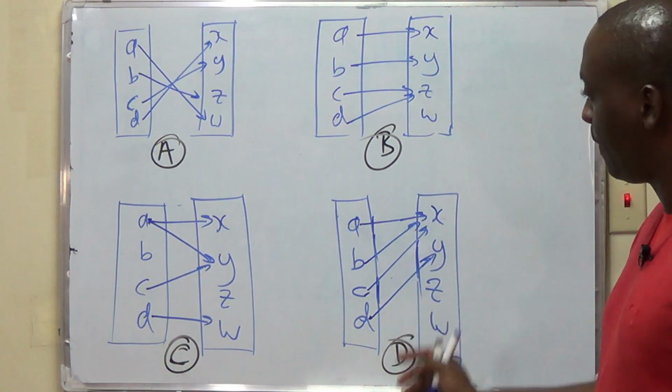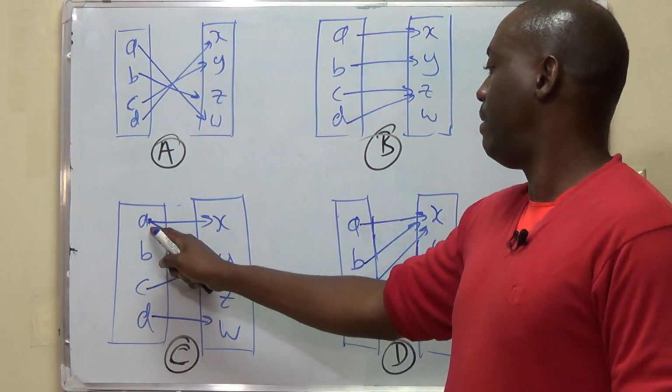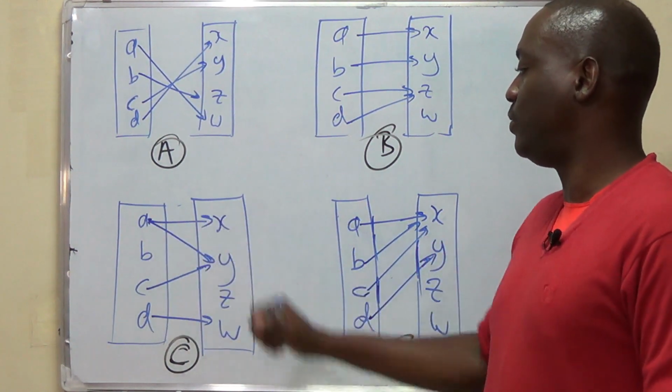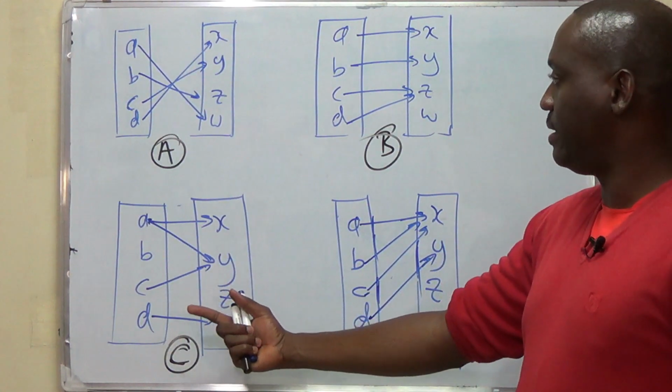Same story here. This case here would be a little different because you have A, which is 1 in the domain mapping to 2 in the range. So this could categorize as a one-to-many.